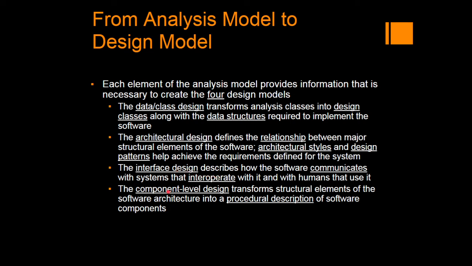And finally the component level design. This transforms the structural elements of the software architecture into a procedural description of the software components. That means every component has a blueprint. Now how each component is going to act, or how each component is going to do the process, is called a procedural description. So this is the way the analysis model is transformed to the design model.